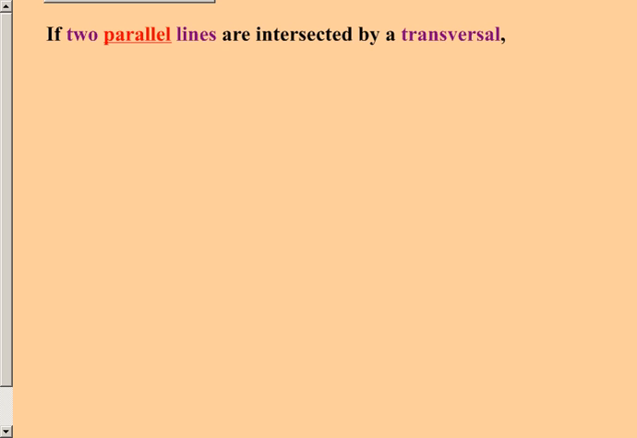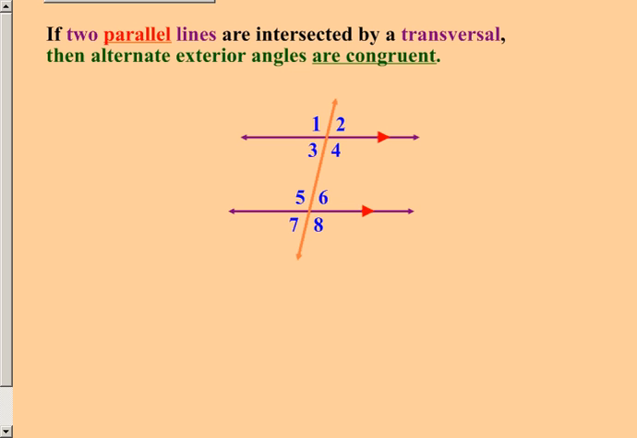And the final rule, once again, same hypothesis: if two parallel lines are intersected by a transversal, then your alternate exterior angles will be congruent. All right, so one last time using the same diagram. Since the two lines are parallel, and again, that's your hypothesis, you have to verify that in the diagram every single time before you use any of these rules. If you can verify that, then you can apply the rule. And in this particular case, the rule guarantees that alternate exterior angles are going to be congruent.